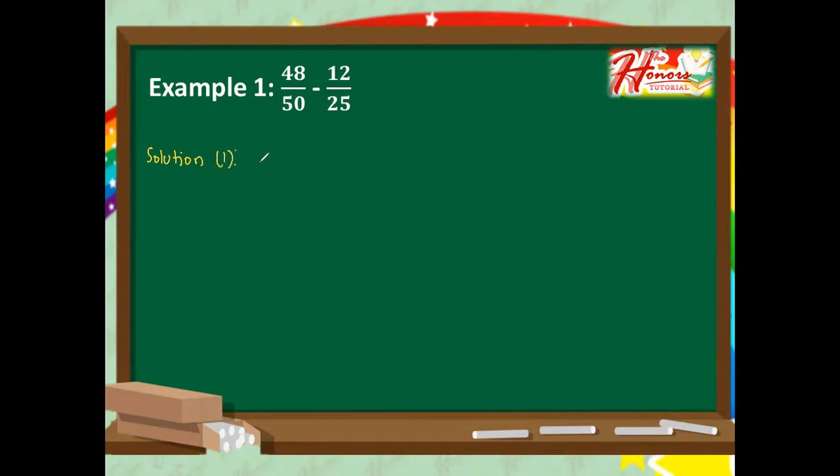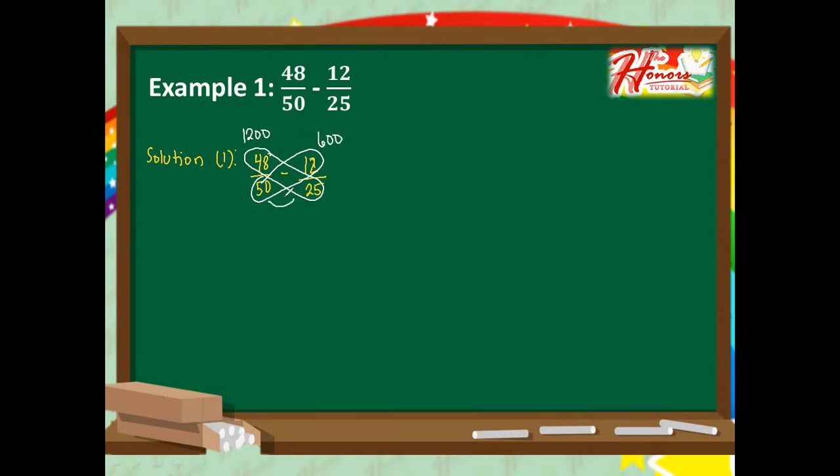So kindly copy the given. So that is 48 over 50 minus 12 over 25. And then after that, you have to multiply 48 and 25 here. So 48 times 25, that is 1,200. And then you have to multiply 50 and 12, and that is 600 here.